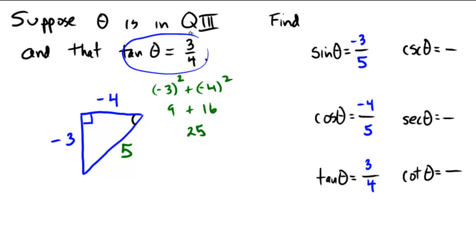And then for the reciprocal functions, we just take the reciprocals of the original. So we're going to have 5 over -3, 5 over -4, and finally 4 over 3. And those are all 6 trig values.